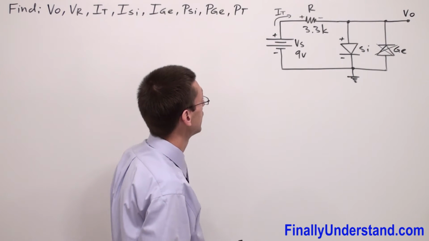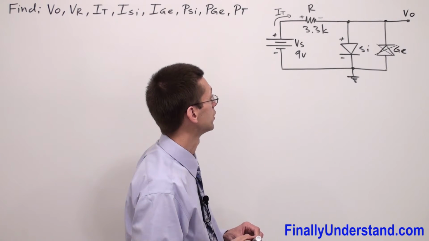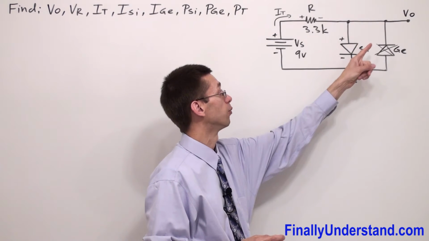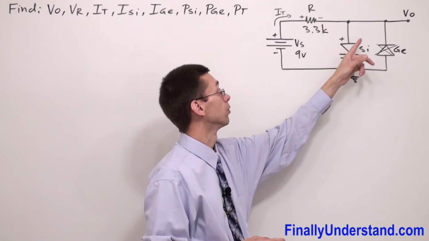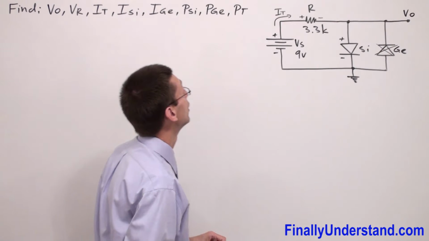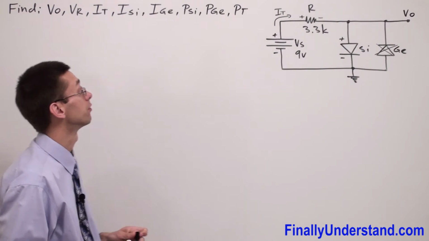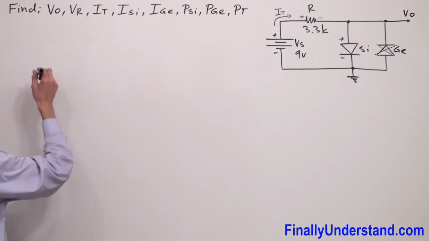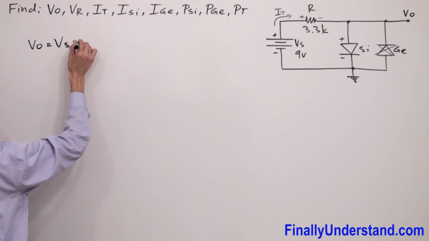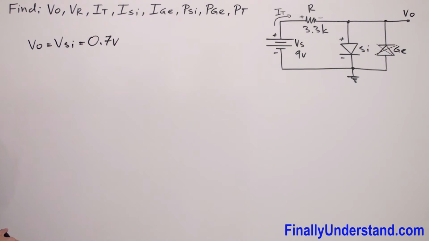So if someone asks you how much the output voltage is in this circuit, you're supposed to realize that the output voltage is the voltage between the output terminal and ground. So this is the voltage across the silicon diode. Okay, and the voltage across the silicon diode, when it is conducting, is equal to 0.7 volts. This is the transition voltage. Okay, so I can write that V out is equal to V silicon, and this is equal to 0.7 volts.